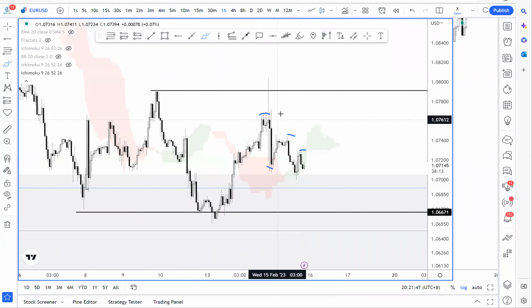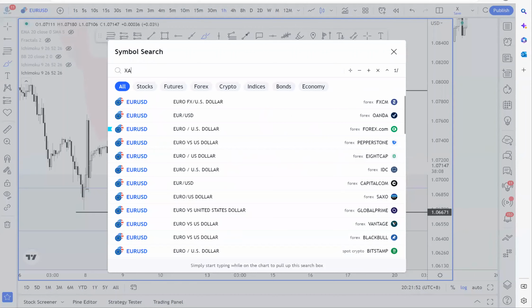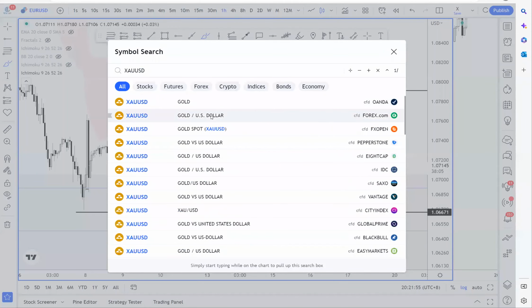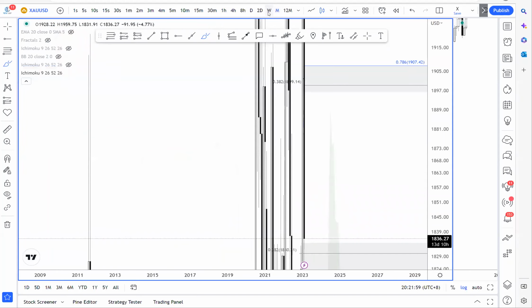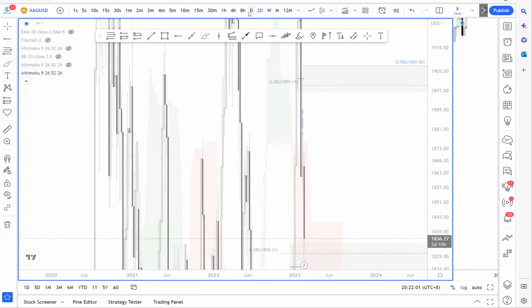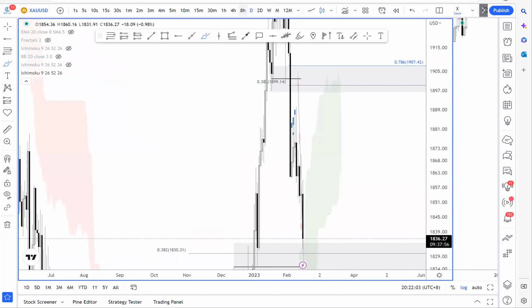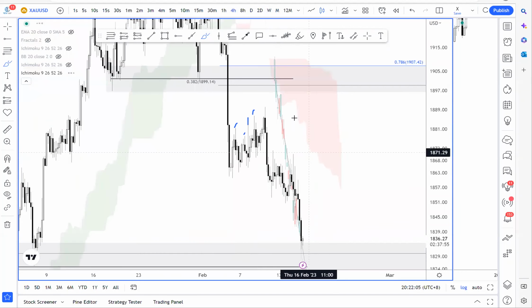Okay, so this is the picture for me on euro dollar. Let's take a look at Aussie dollar, or rather, let's take a look at gold first before we take a look at Aussie dollar. So this was the picture on gold previously. Gold pushed down very nicely, but failed to touch this resistance area. So this was the call previously.